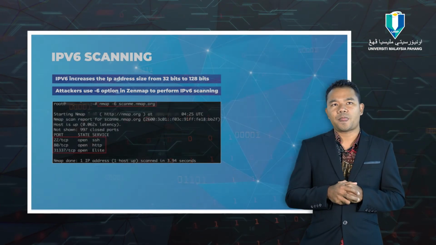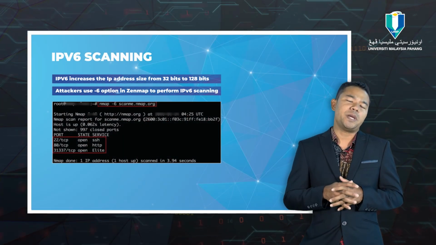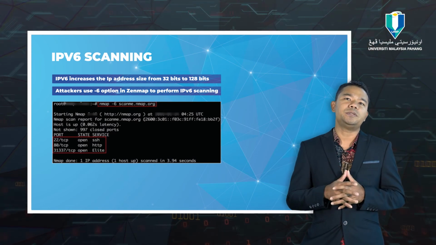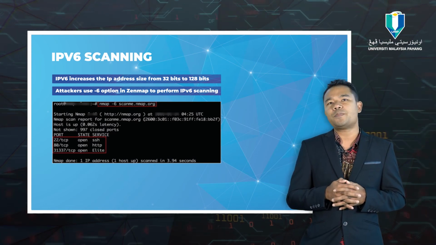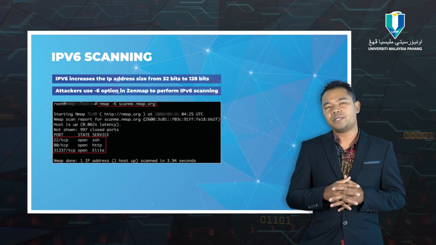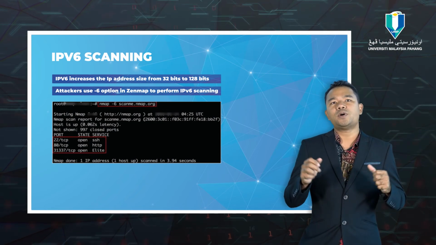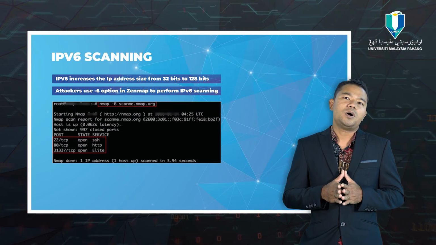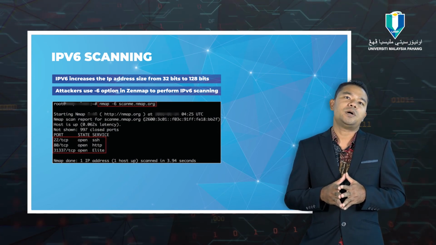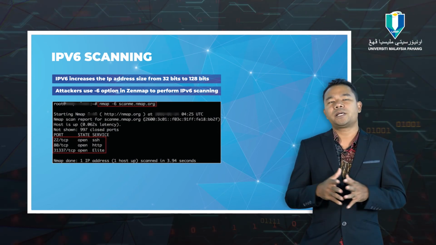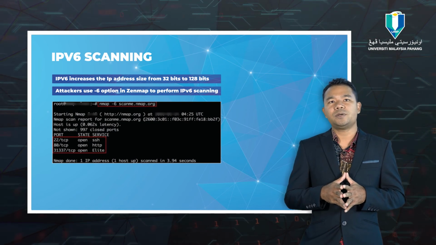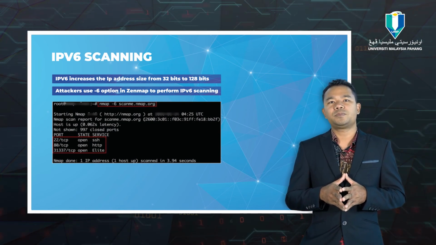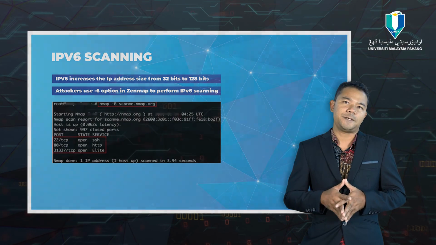IPv6 scanning. IPv6 increases the IP address size from 32-bit to 128-bit to support more levels of address hierarchy. Attackers need to harvest IPv6 addresses from network traffic, recorded logs, or from the header lines in archived email. The attacker can use the --seed option in ZMap to perform IPv6 scanning.